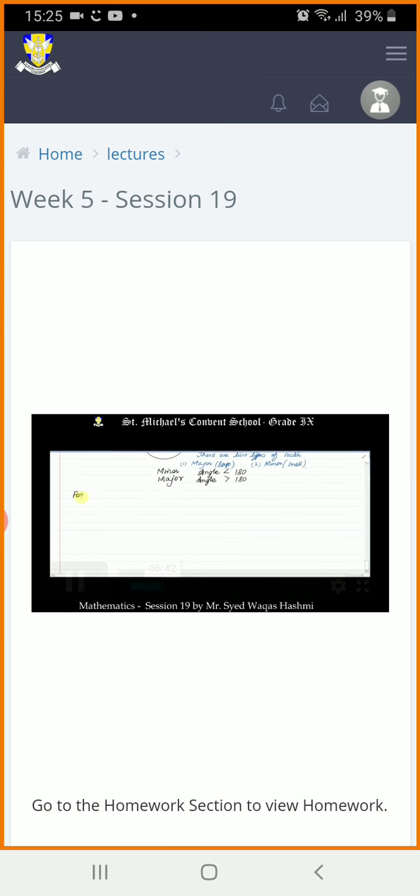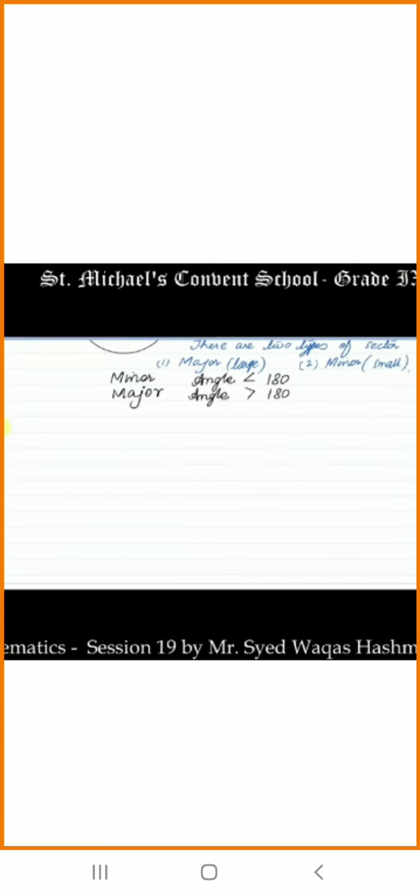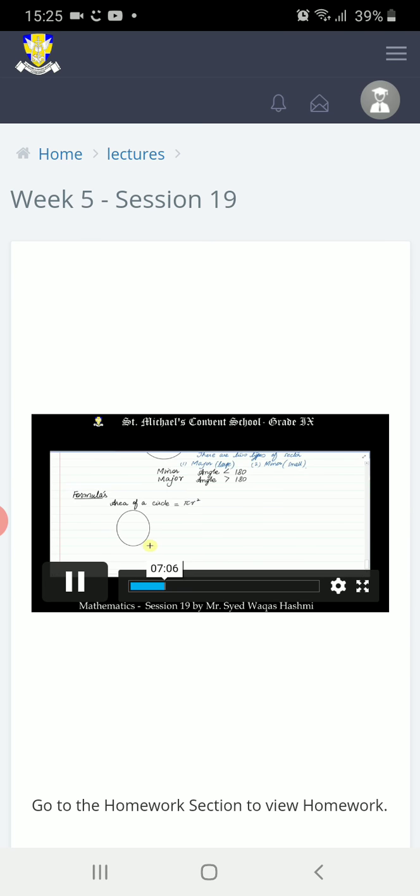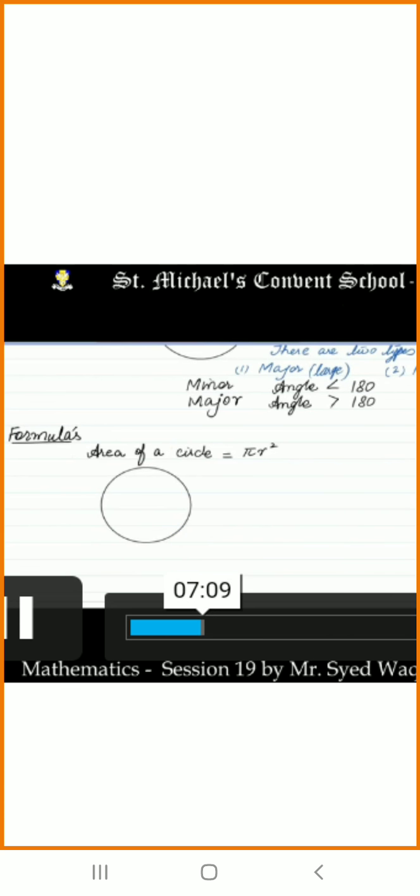Now the next thing is, what are the working formulas, right? So first, tell me what is the area of a circle. The area of a circle, we know that it's pi r square, right? And to demonstrate better, I'm just drawing the circle. So that is a circle and its area is pi r square.